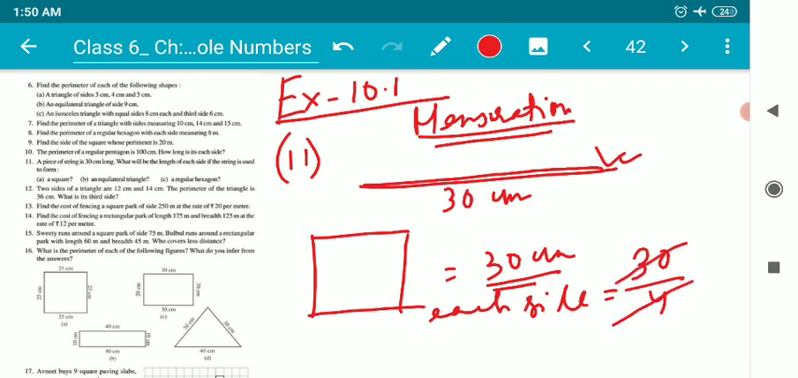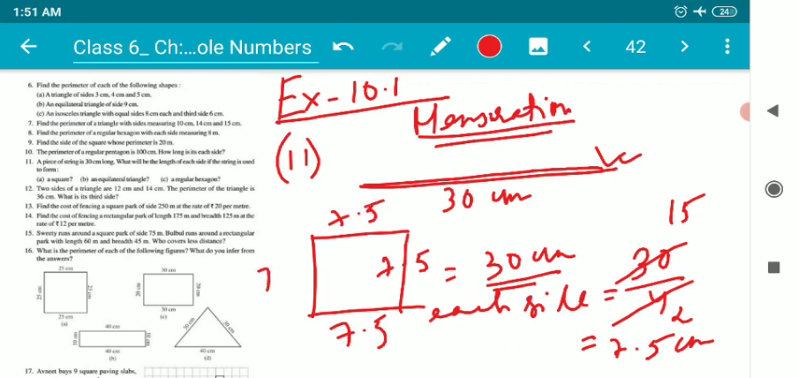So let us calculate by reducing these two values. 2 2s are 4 and 15 2s are 30. So 15 by 2 will be 7.5 centimeter. So each side of the square would be 7.5, 7.5, 7.5 and 7.5 centimeter.